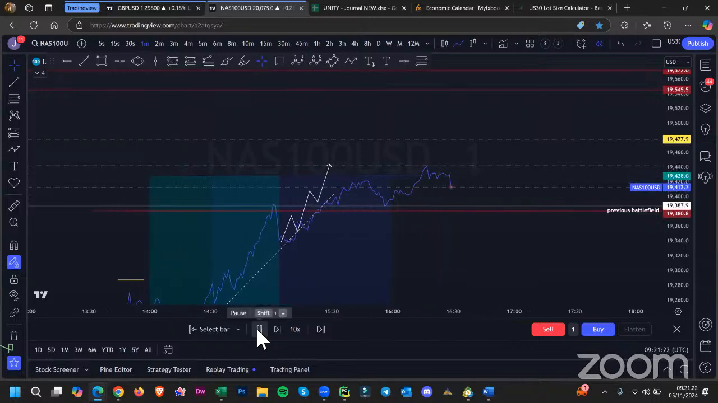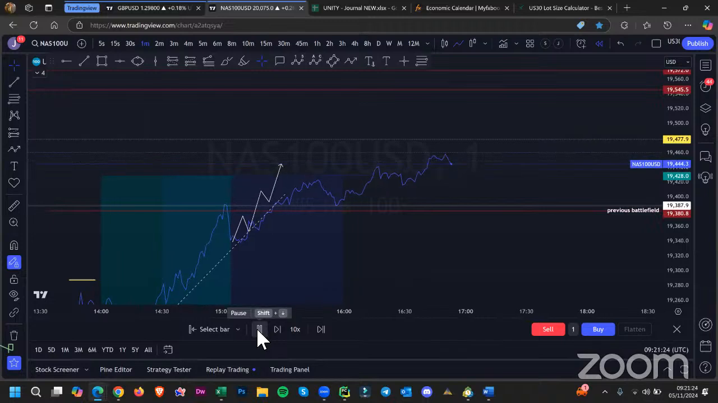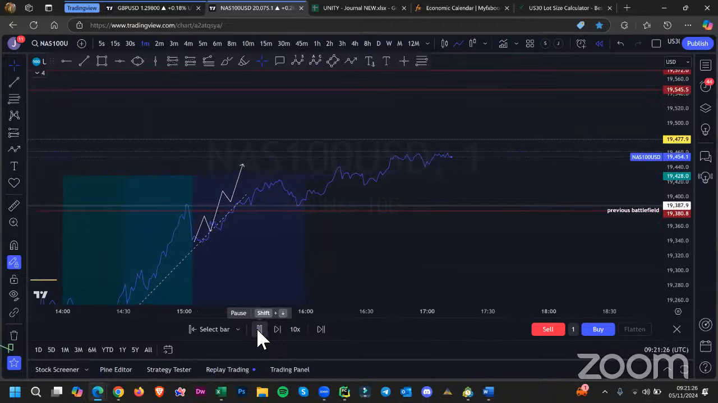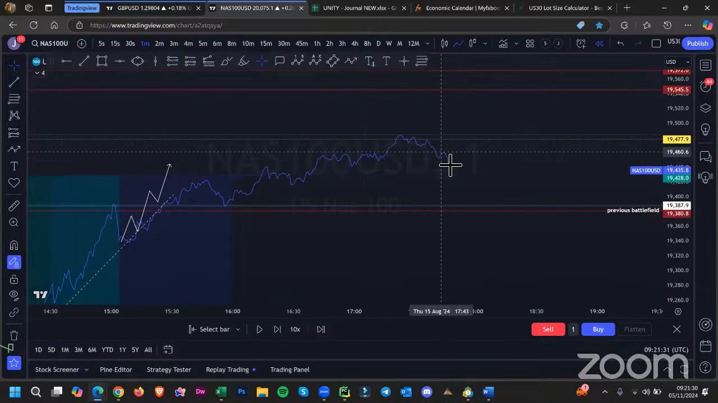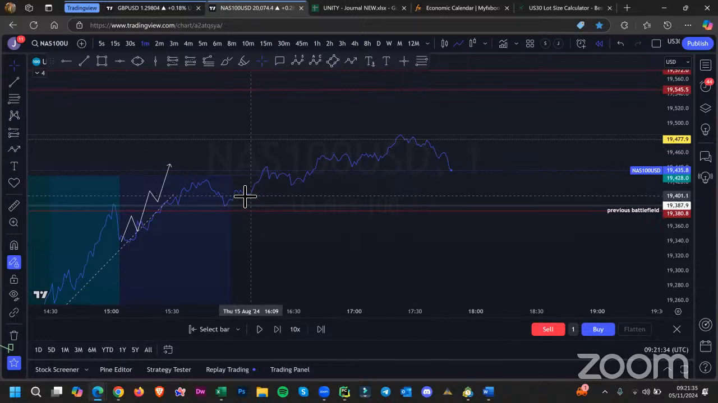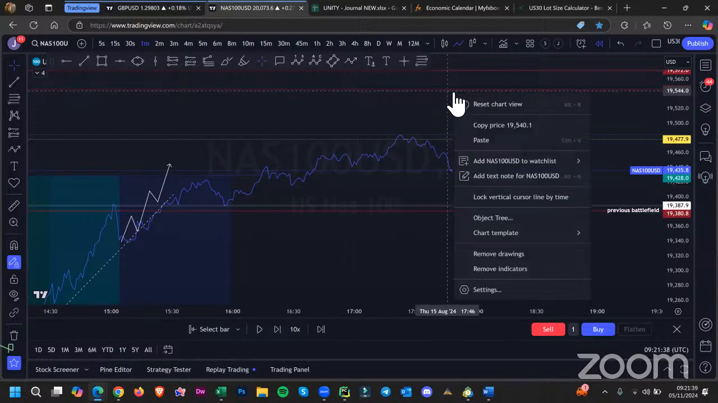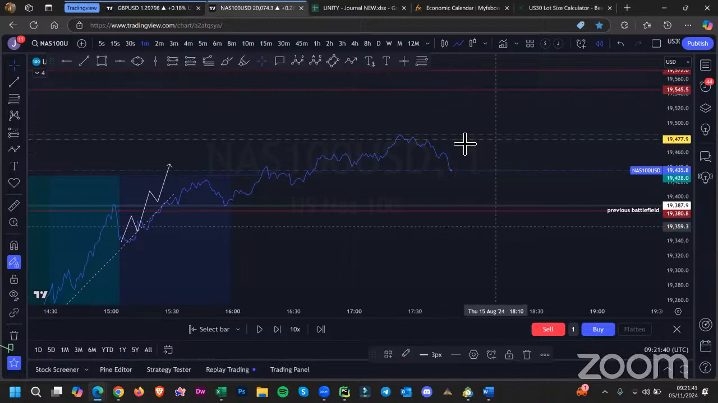Jeez. Still going. So the reason you'd still be in this trade potentially, if you had a heart of steel, is that you're thinking maybe from the New York session here, the market is chasing what? This is my red line. The liquidity. So maybe you might still be in there.